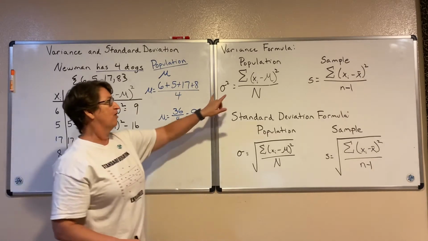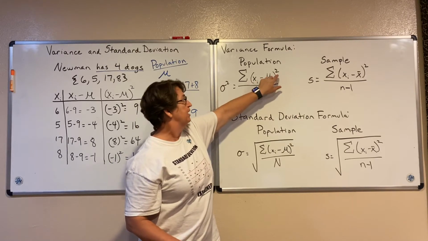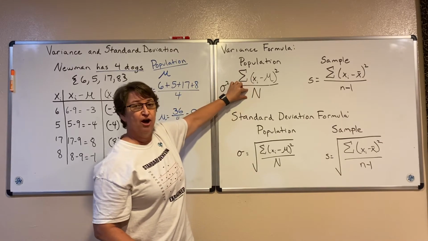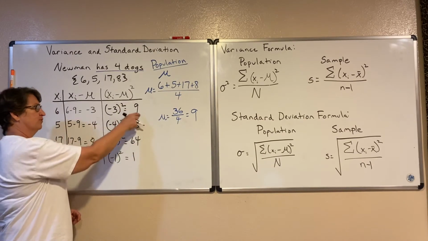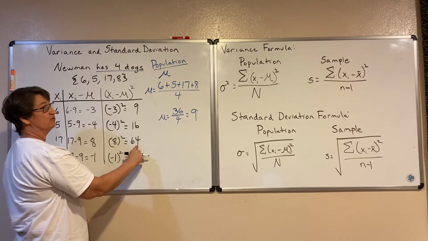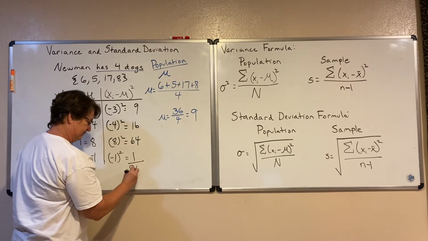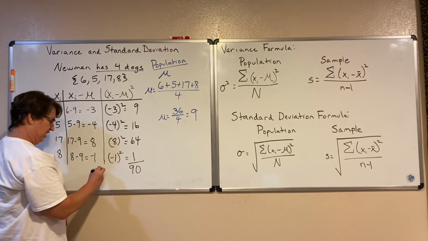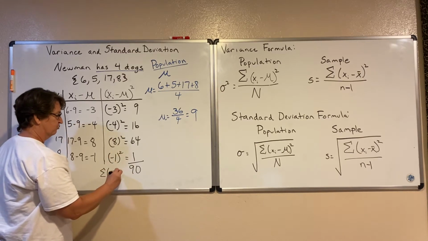So here's what I've done so far. I took and found these differences. I squared them. Now I'm going to add them all up and divide by the number of data points that I have. So I'm going to add these all up. So 9 plus 16 is 25, plus 1 makes 26, plus 64 makes 90. So when I sum them all together, this is the sum of all those differences squared.